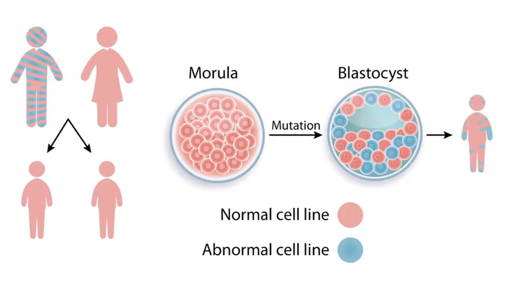This is a figure illustrating somatic mosaicism, which can be found in section 1 of genetics. Notice that this occurs when a mutation occurs early on during embryonic development. For example, if a mutation occurs when the morula is dividing into the blastocyst, this can result in a mixture of abnormal cells and normal cells.